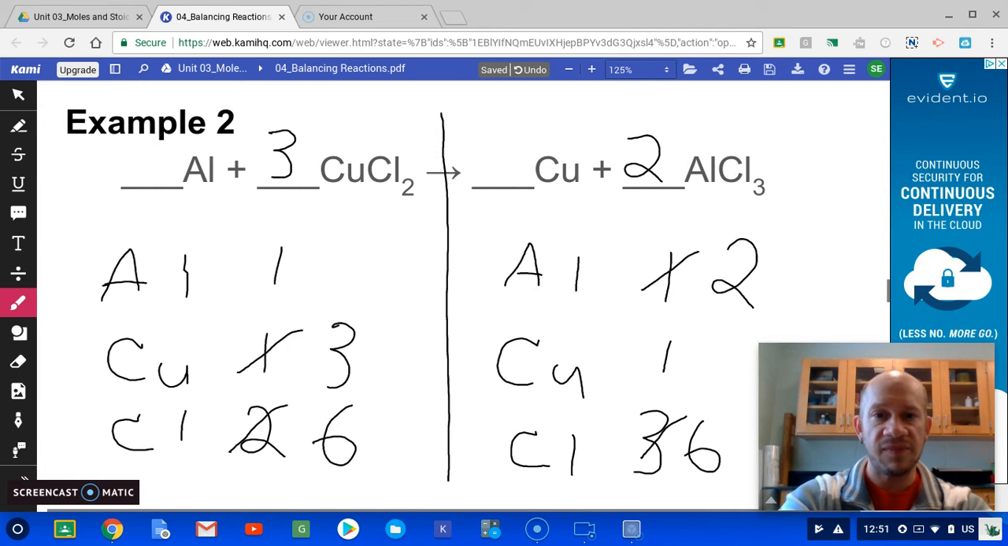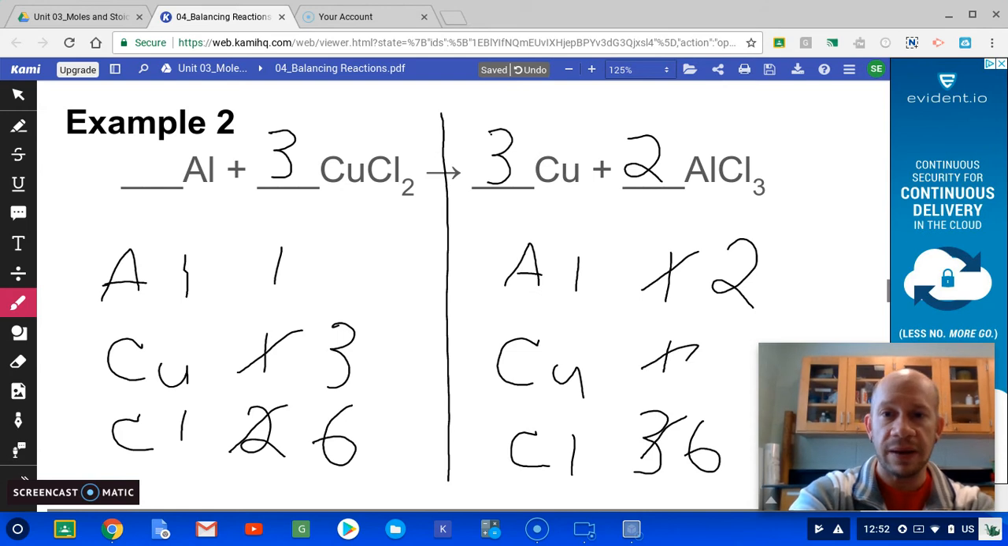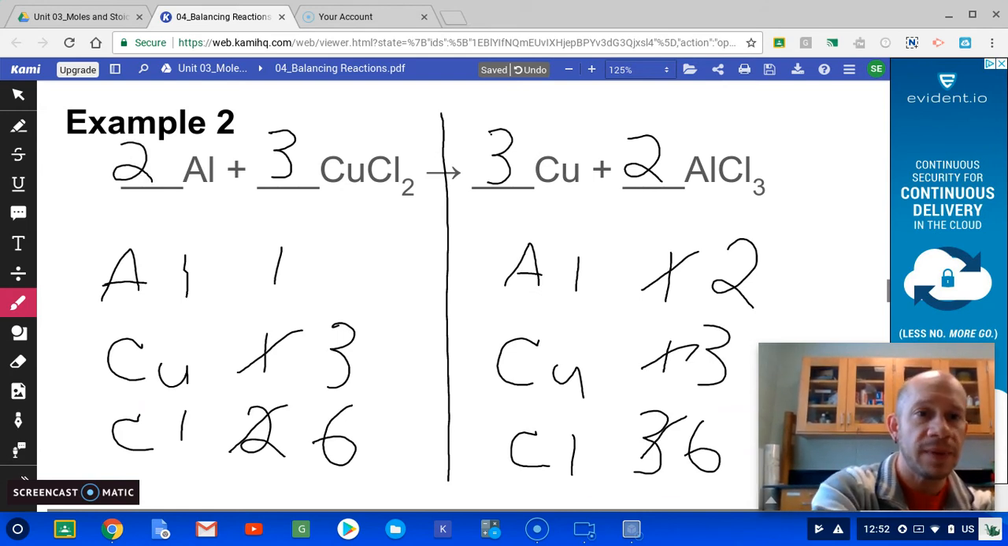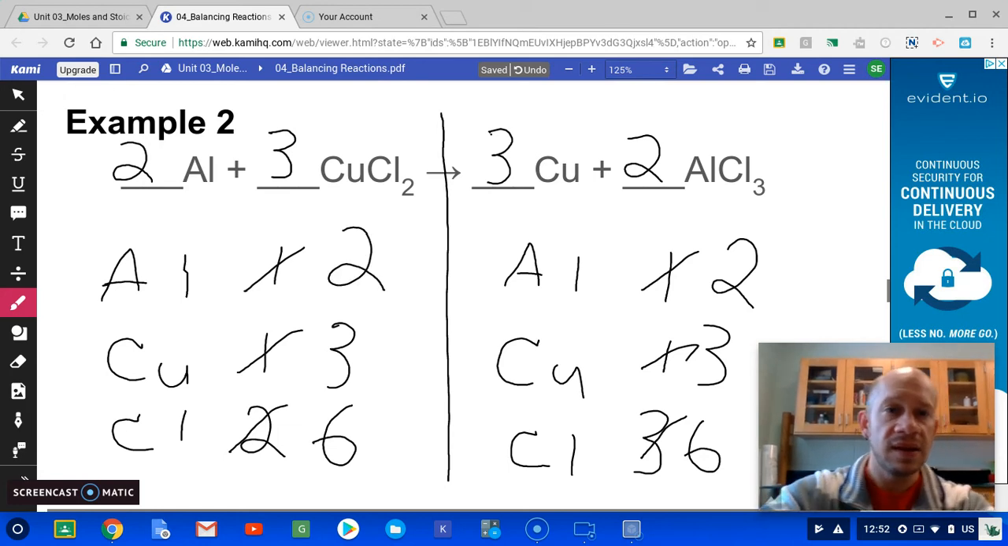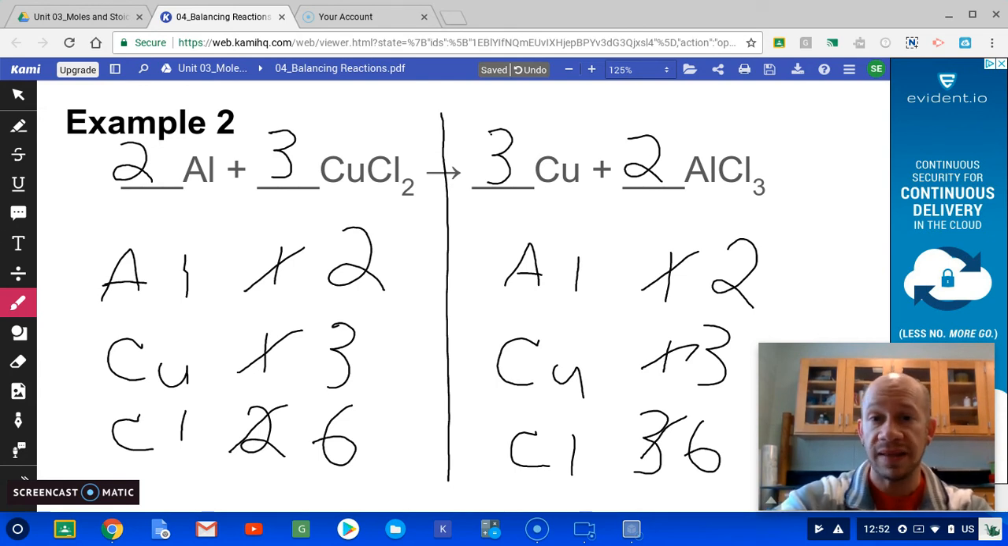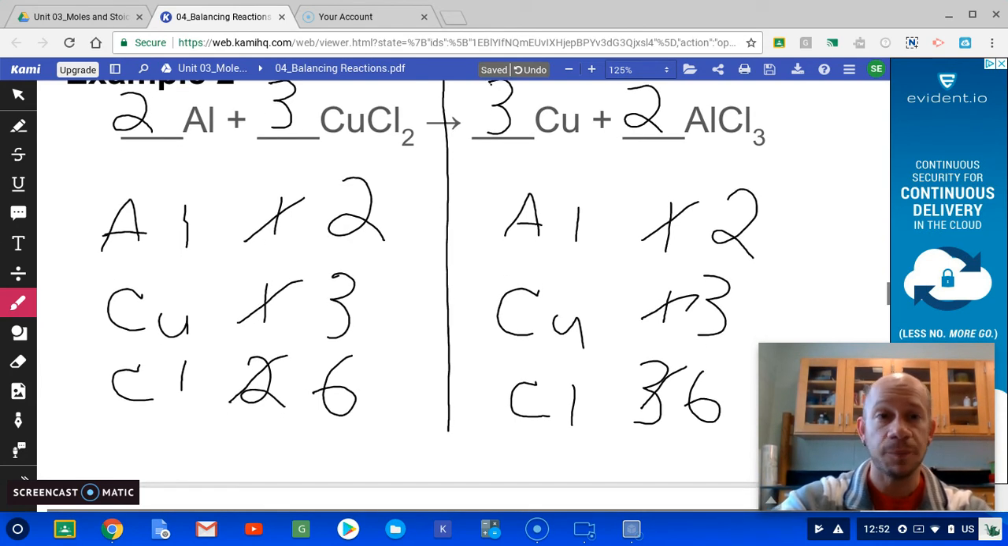So now my chlorines are equal, but my aluminums and coppers are not equal, but both of those can easily be balanced. If I put a 3 in front of this copper, I now have 3 on both sides, and if I put a 2 in front of this aluminum, I now have 2 on both sides. And now you notice how 2, 3, 3, and 2 are the lowest ratios. I can't divide all of them by the same number and get a smaller value.